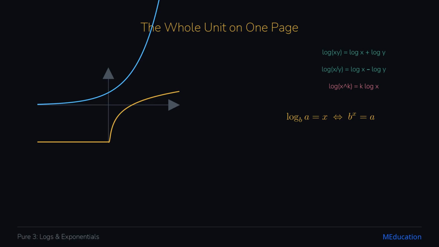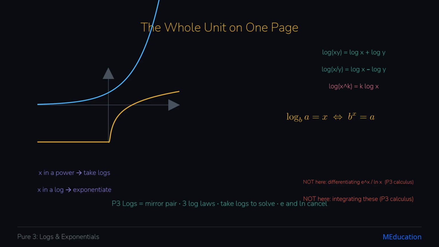The 3 log laws turn times into plus, divide into minus, and a power into a multiplier. To solve, the rule is symmetrical. X in a power take logs, x in a log exponentiate. And whenever the base is e, ln is your scalpel, they cancel cleanly. And the boundary fence so you do not overreach. Differentiating and integrating e to the x and ln x is real and examined, but it lives in the calculus units, not here. For now, this is the whole game: a mirror pair, 3 laws and 1 instinct. When in doubt, take logs.